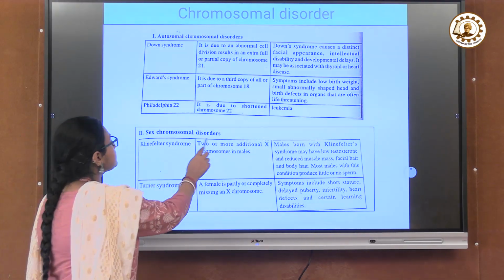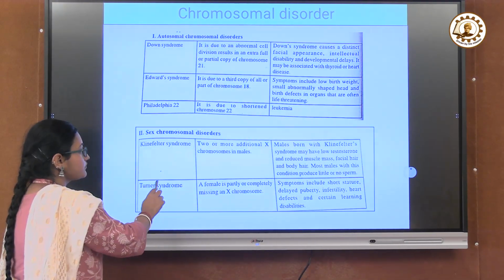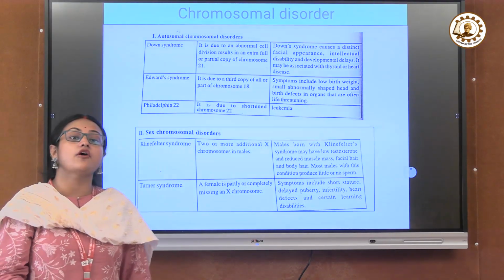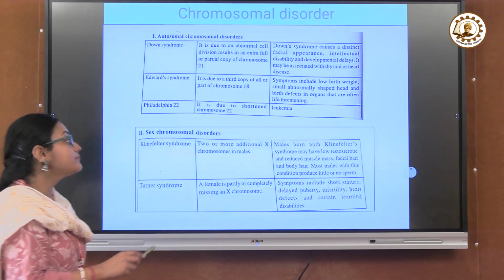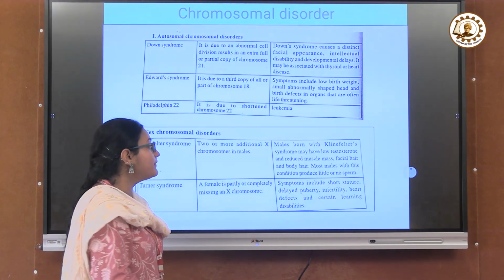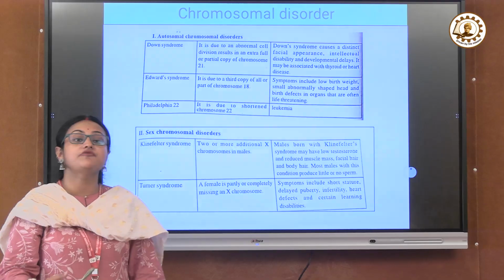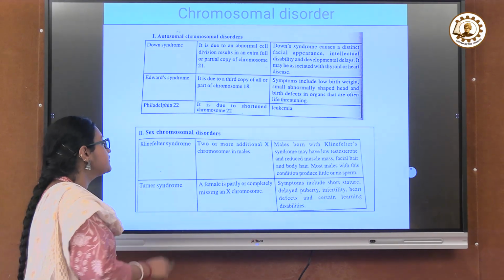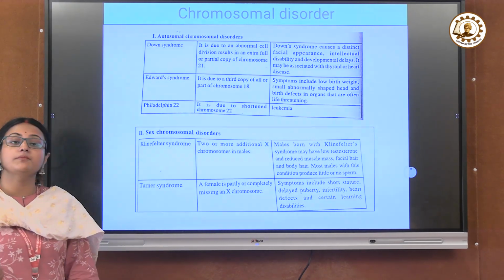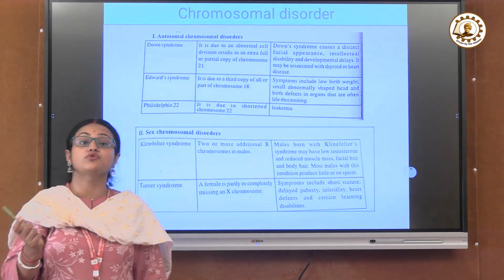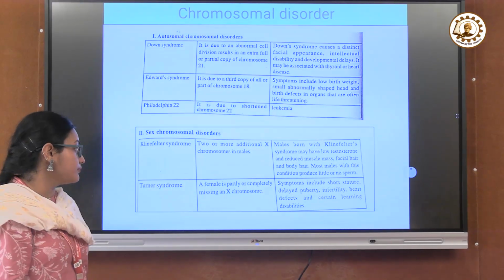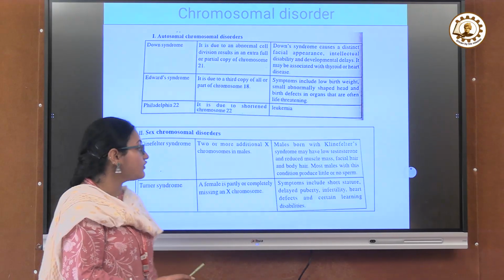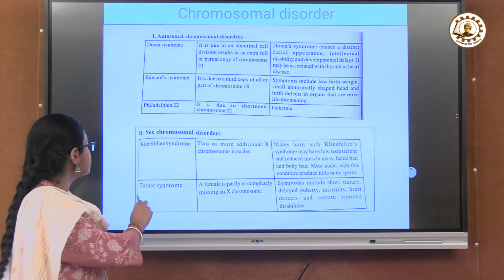Other sex chromosomal disorders are Klinefelter syndrome and Turner syndrome. In Klinefelter syndrome, the chromosome number is 47, with one extra copy of X, XXY. A male born with Klinefelter syndrome may have low testosterone and reduced muscle mass, facial hair and body hair. In Turner syndrome, one copy of the X chromosome is deleted, so the total chromosome number is 45, with one X chromosome. Symptoms include short stature, delayed puberty, infertility, and some heart defects.